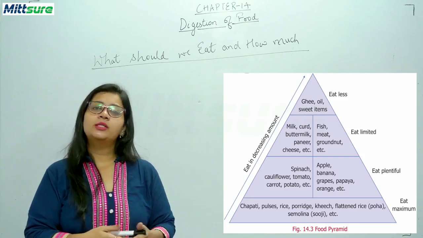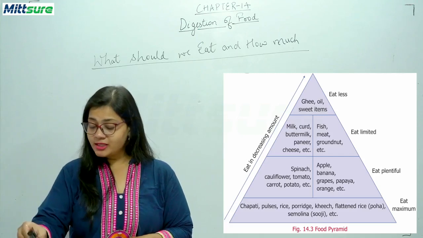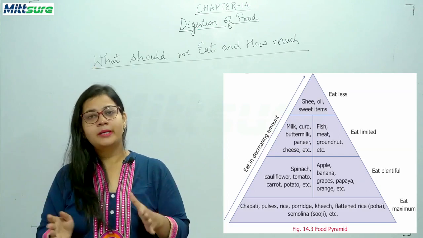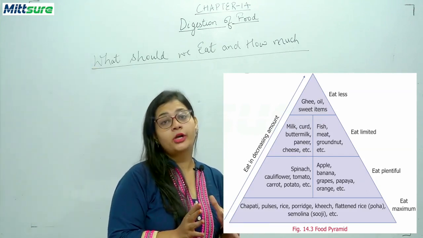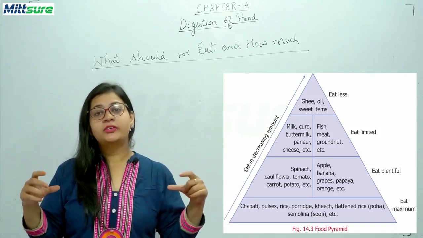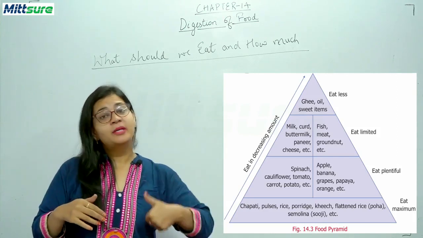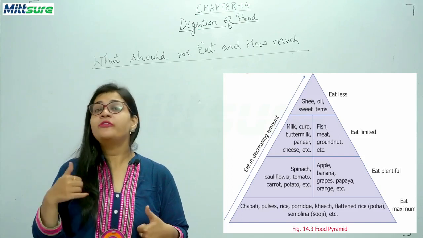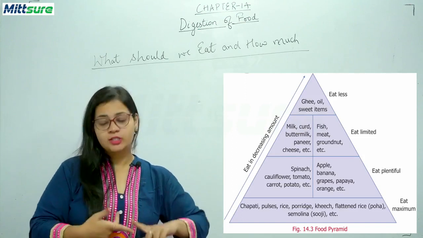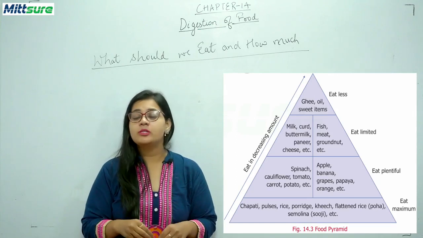Now let's come to the next, upper stage of your food pyramid. Now these items you should eat plentifully, like it should not be maximum but it should be in a very high quantity also. So here you can see that this stage is divided into two parts. Okay, you can see, there are two parts. In one part we have vegetables, and in one part there are fruits. So let's discuss what vegetables we should eat, like spinach, cauliflower, tomato, carrot, potato, etc. All the vegetables you should eat.